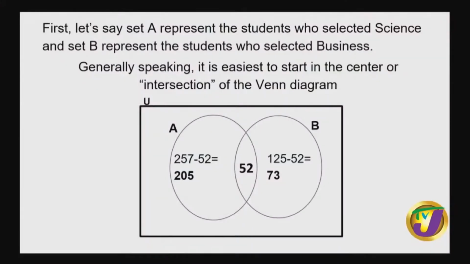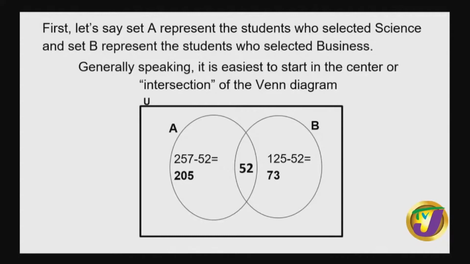We were told that there were 500 grade 9 students. And roughly estimating, 205 and 52 and 73 doesn't make 500. So what do we have to figure out? Who are those students who did neither science nor business. So there were 500 students. We're going to subtract 205, 52, and 73 from that. That would give us 170. So this is what our Venn diagram would look like to represent that information.